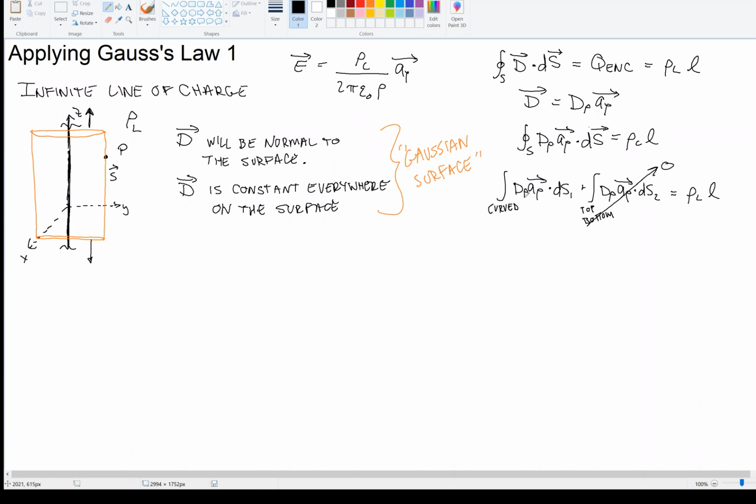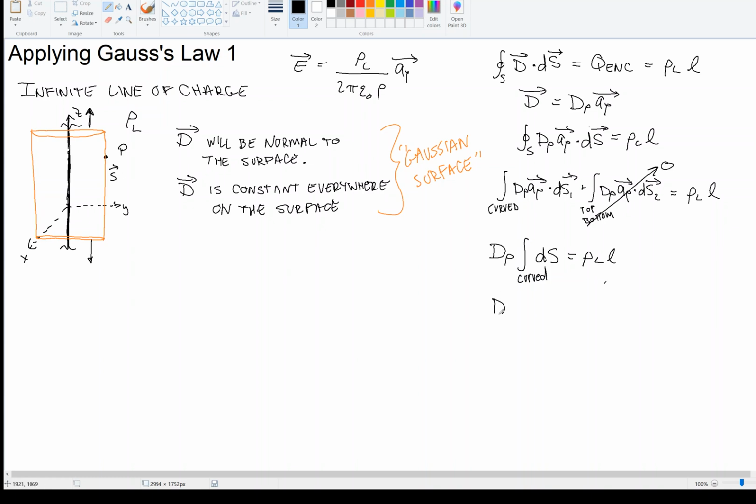Now, as we said, everywhere on that curved surface, D rho is a constant. So we can bring the D rho out, and then I have this. Because they're normal, that is, a rho, the direction of D, and dS1 are parallel, because dS is also normal to the surface. Then the dot product of those two unit vectors is 1. So now I just have dS like that.